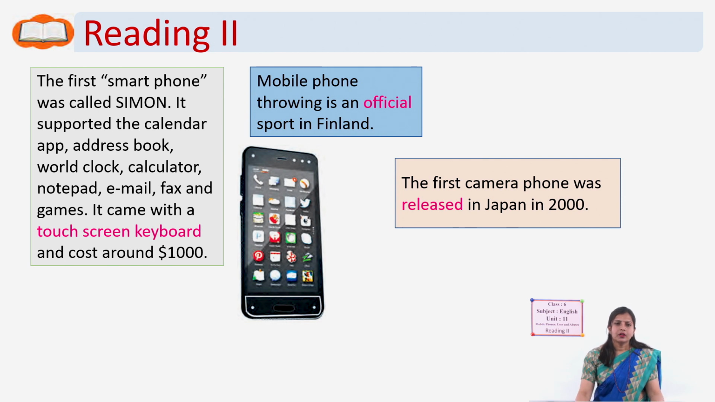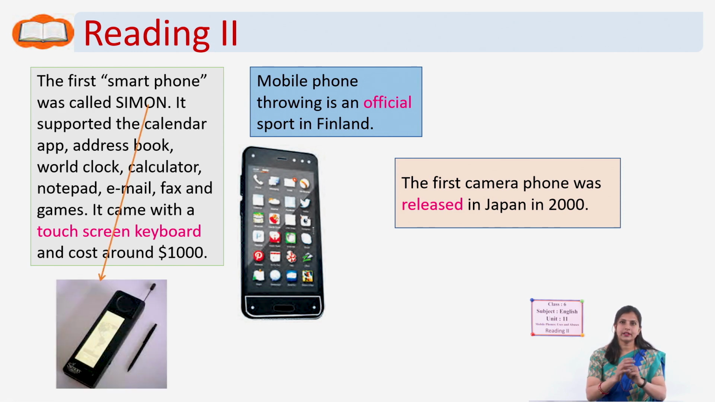What's given here? The first smartphone was called Simon. You knew it? What was the first smartphone called? Yes, it was called Simon. It looked like this. You see, there's a pen. This is how the first mobile phone looked. The version we are using now is very advanced. Previously it used to be like that.